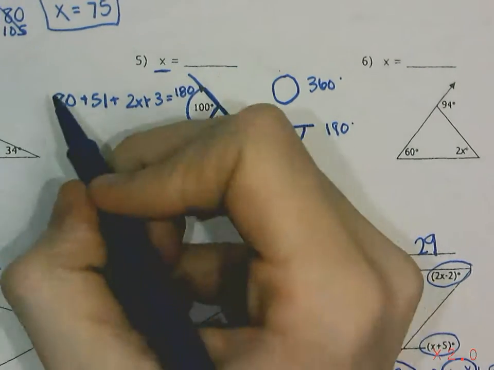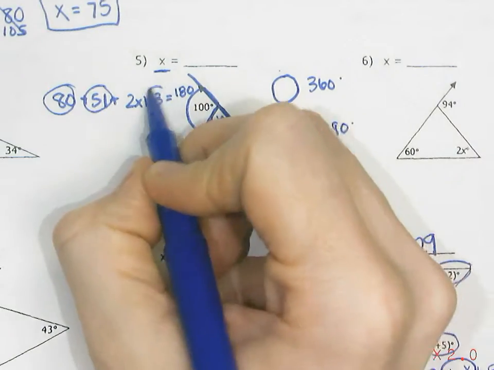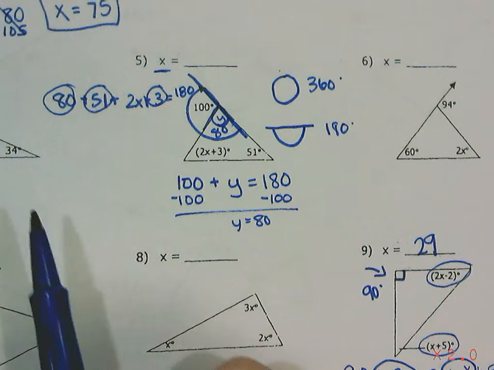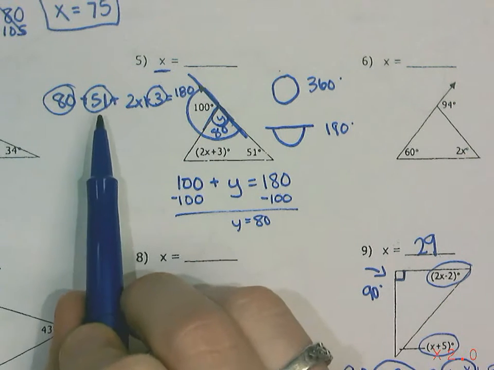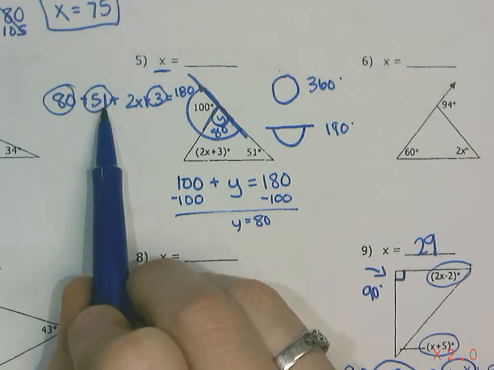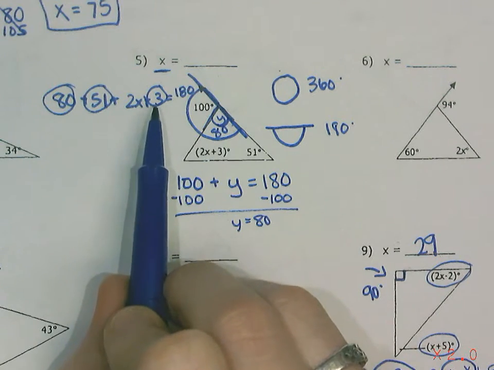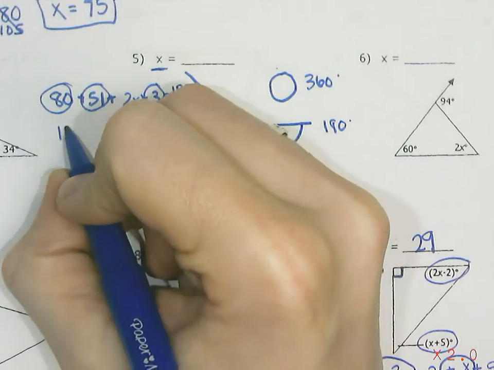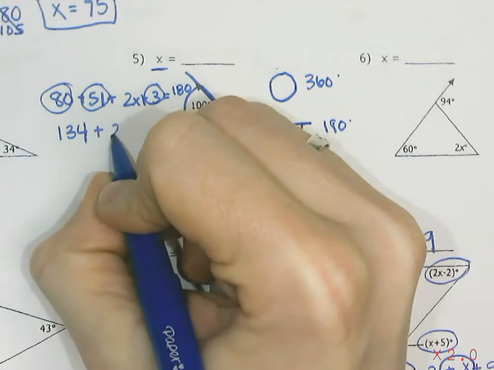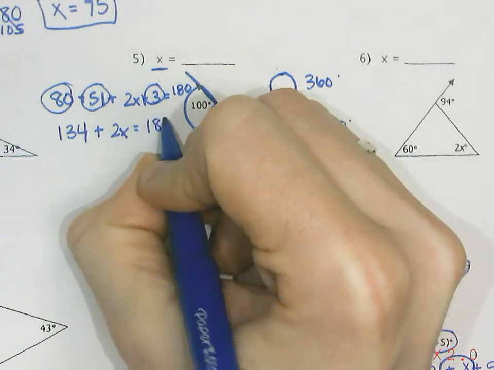So we combine like terms. We have an 80, a 51, and a 3. So 80 plus 50 is 130, and then we have a 1 and a 3, which is 4. So we're going to have 134 plus our 2x equals 180.